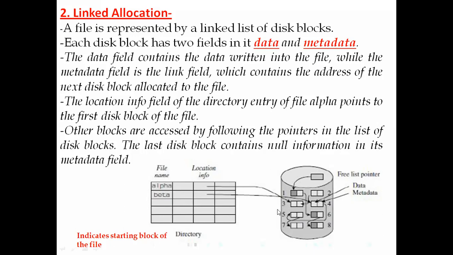Okay, so you can explain this figure as the linked allocation, where we have the use of a directory, as well as many disk blocks. Again, each and every disk block will be divided into two fields, where the first field is data and the second field is the metadata.